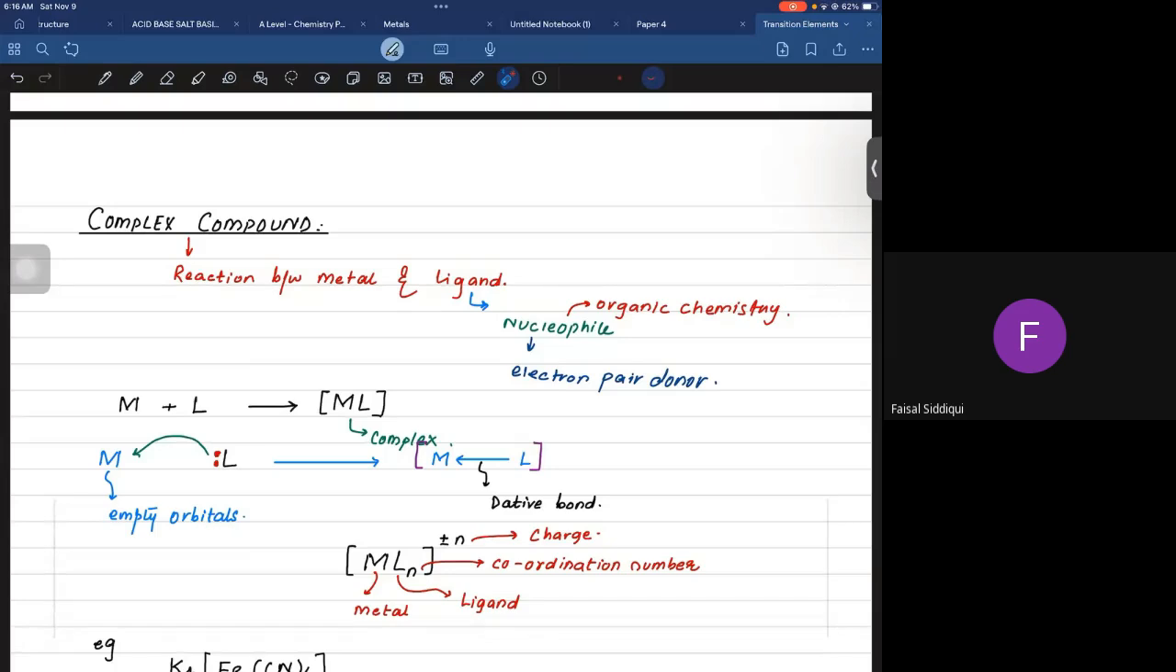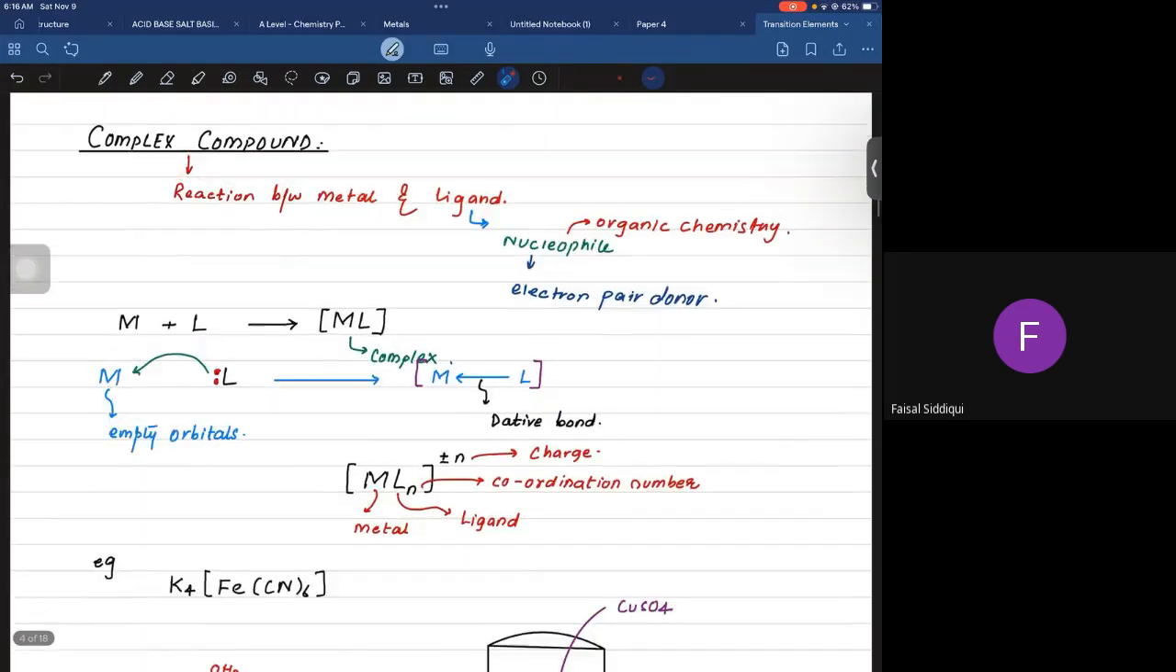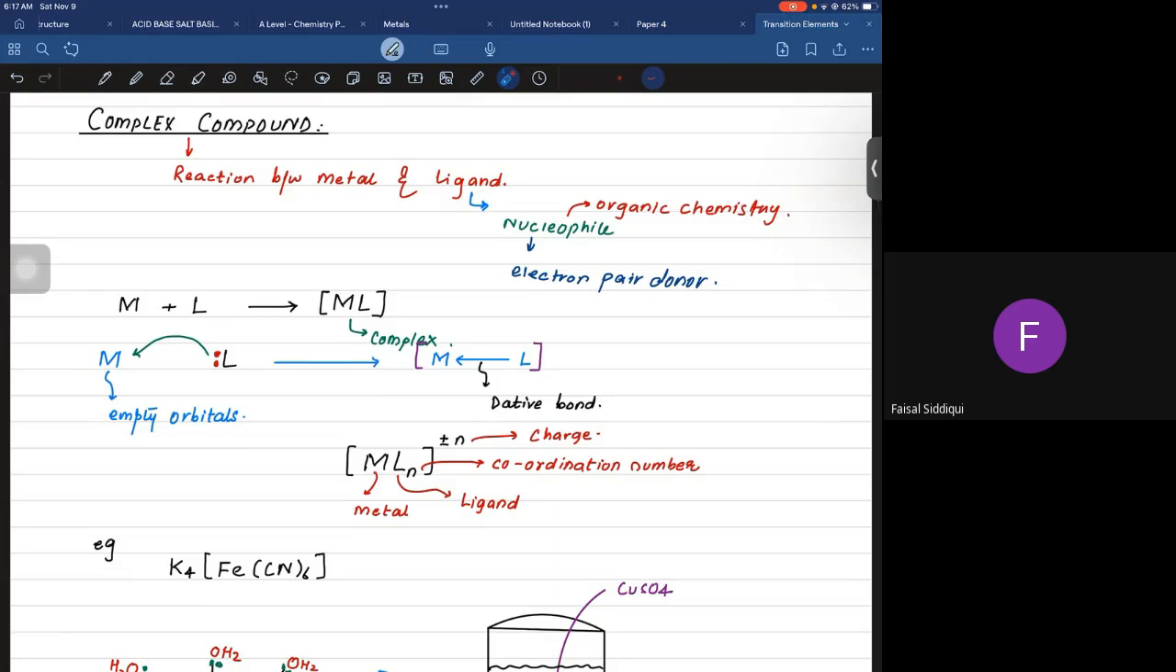After this, I told you in the last class how complex compounds are going to be formed. Complex means that when a metal makes a bond with a non-metal, in this case, this is called the ligand. But how does this happen?